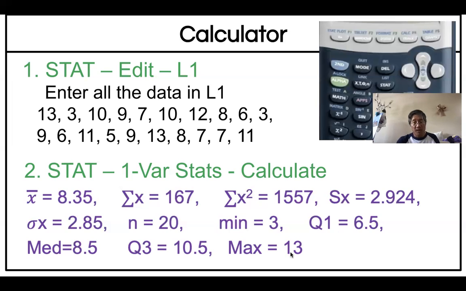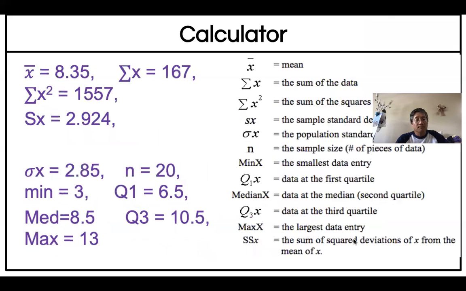So when you draw the box and whisker plot, you can use this: minimum, Q1, median, Q3, maximum. All these results you can get by one click. And that's it. Simple, right? That's all we are going to do today.